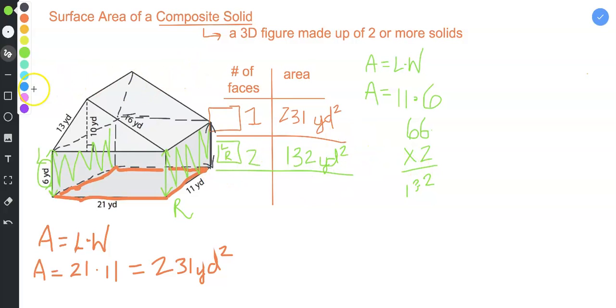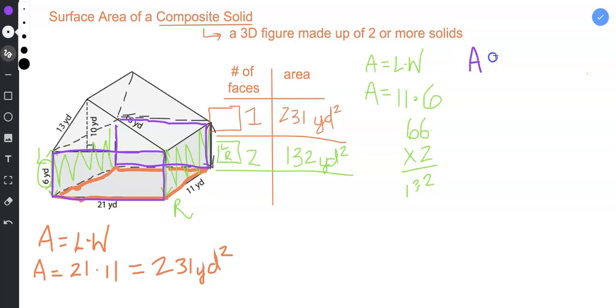Alright, I move on to a new color. I'm going to use purple. And I'm going to outline in like the second thickness this front face, and then also the back face. And these are 21 by 6 rectangles. So I'm going to use the same formula for the area of a rectangle, and it's 21 by 6.